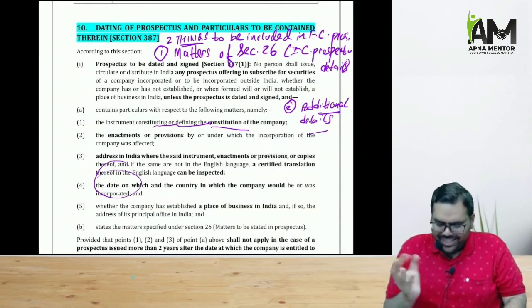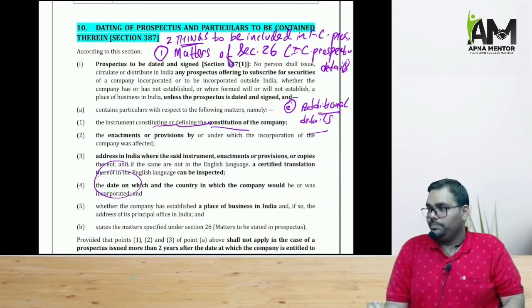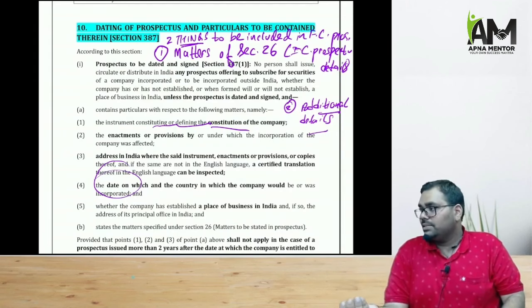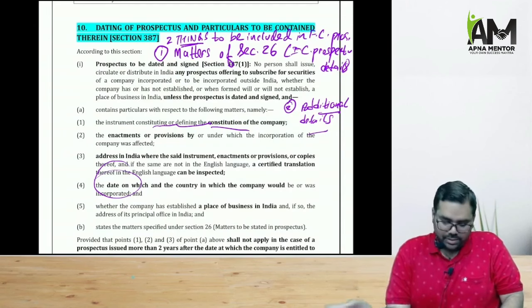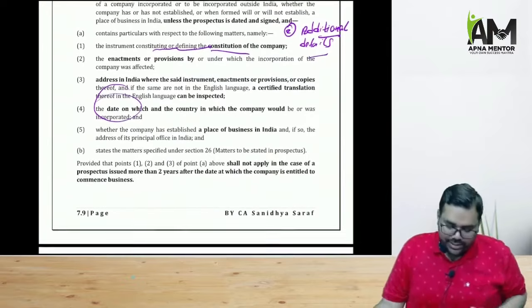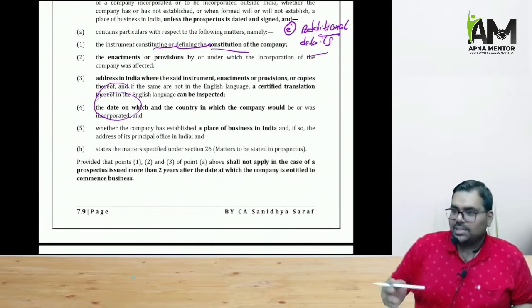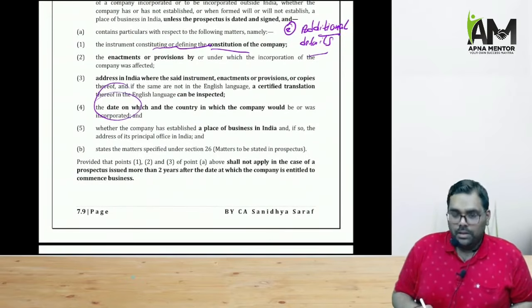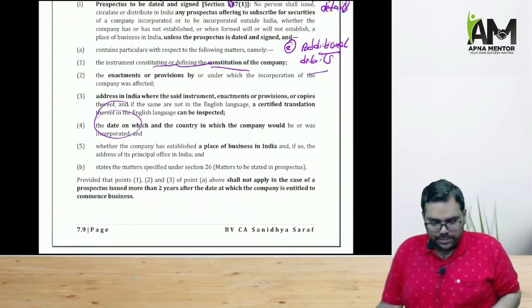again whether we have a place of business in India or not. And if we have a place of business in India, what is the address? And the last point, state the matters specified under section 26. That is, matters to be included in the prospectus.